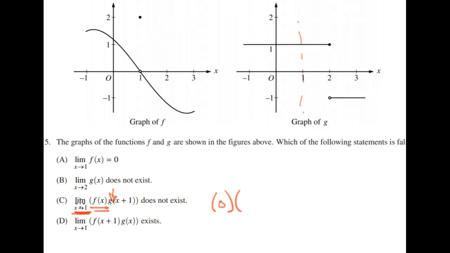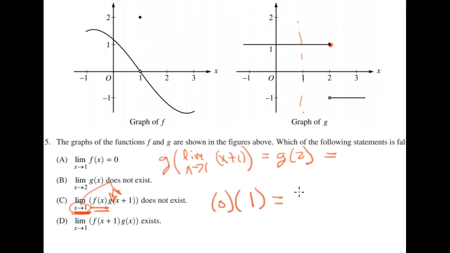Now, the question is, near that value, do I have continuity? If I have that, I can swap the g with the limit. The limit as x approaches 1 of x plus 1. If I take the limit as x approaches 1 of x plus 1, I get g of 2. g of 2 is a functional value, which is clearly 1. And 0 times 1 is clearly 0, which means that the limit does exist, which means that this is false.